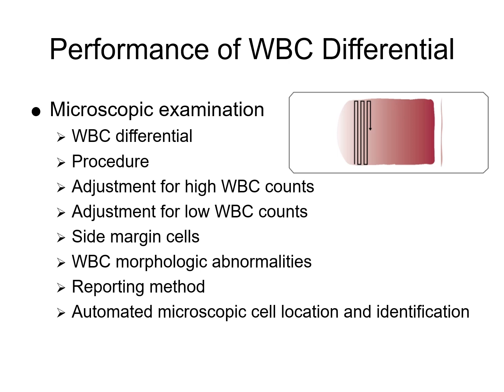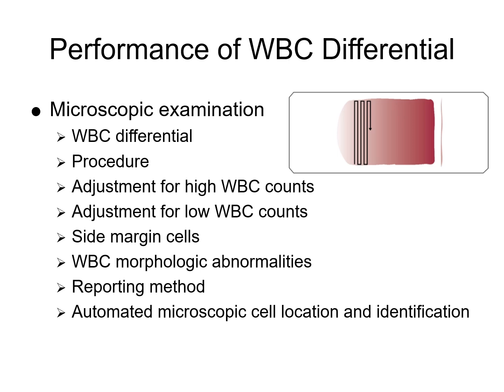For the side margin cells, cells located along the side margins of the smear are generally excluded from the count to avoid counting partially distorted or artifactually altered cells. For abnormalities during the differential review, attention is going to be given to morphological abnormalities such as toxic granulation, vacuolization, hypogranulation, nuclear segmentation defects, or presence of immature or atypical cells that may indicate infection, inflammation, or hematological disease. For reporting methods, results are usually reported as percentages of each white blood cell type and absolute counts when correlated with the total white blood cell count.